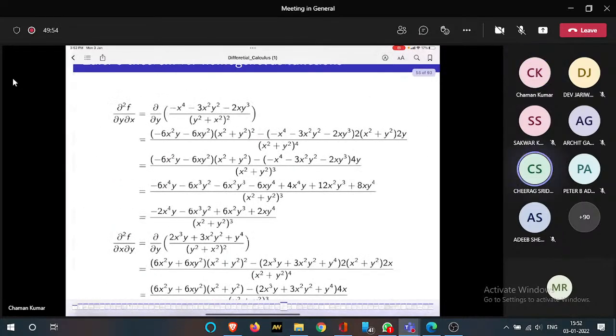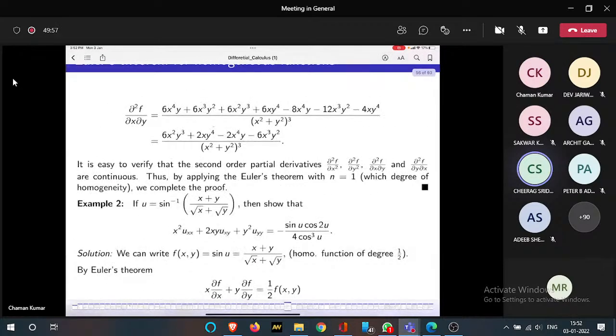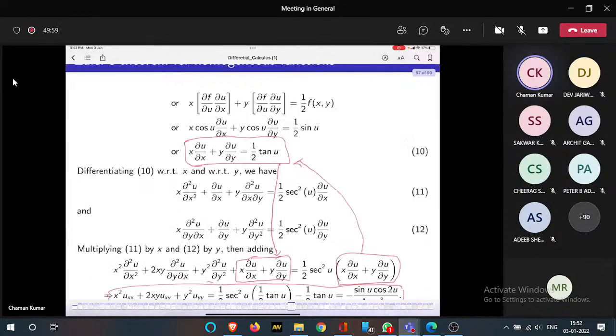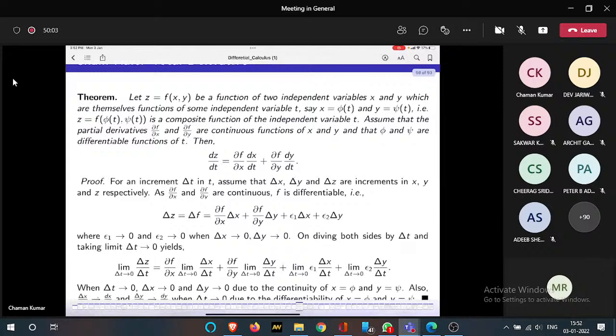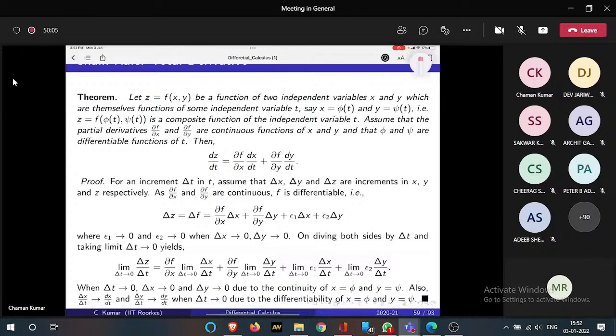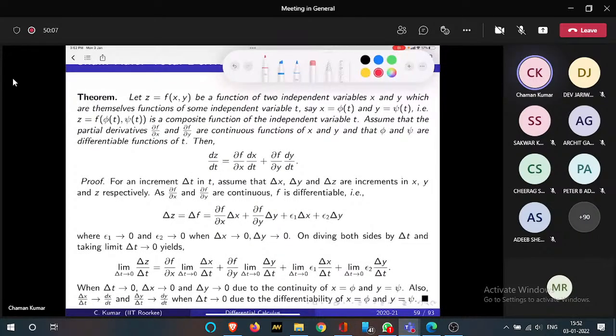Euler's theorem is proved only for homogeneous functions, right? Yes. We have used in the proof the proper definition of homogeneity. So it is only for homogeneous functions. Now let us come to this chain rule.